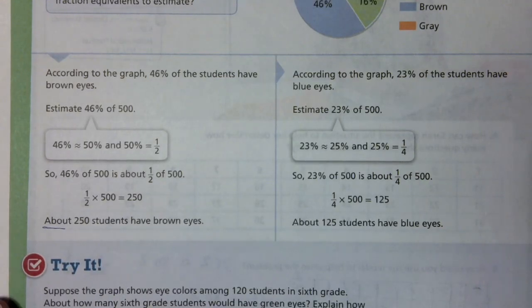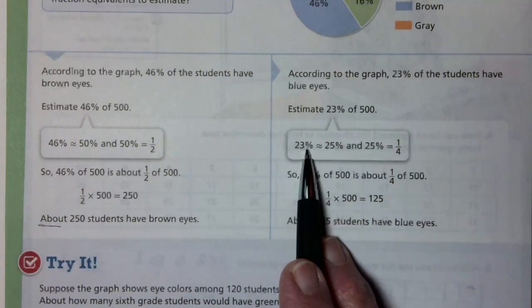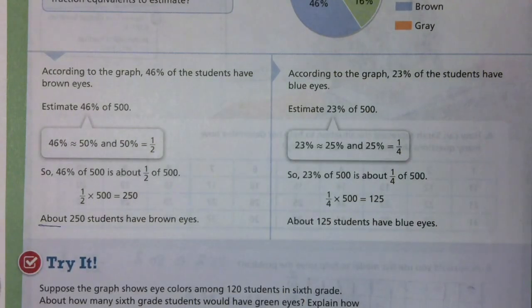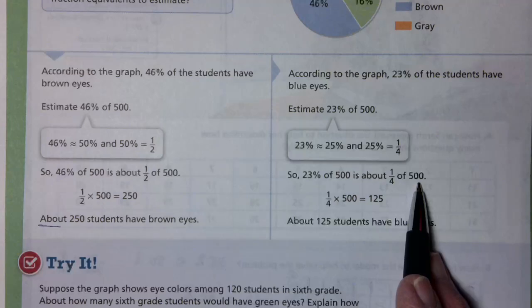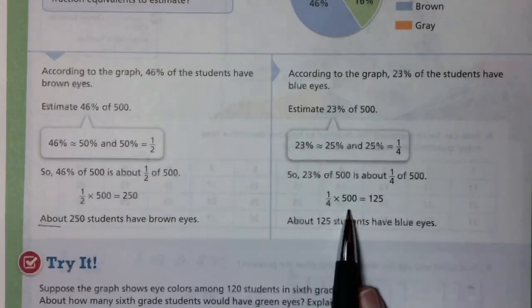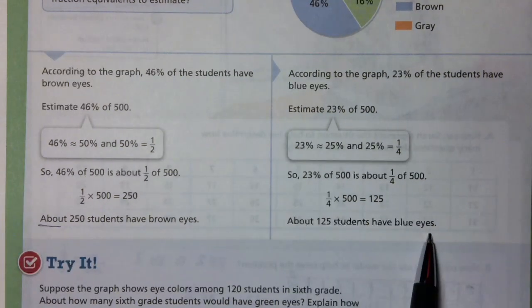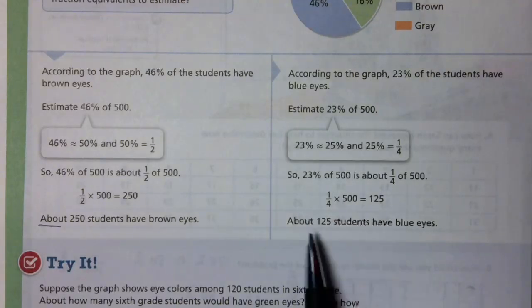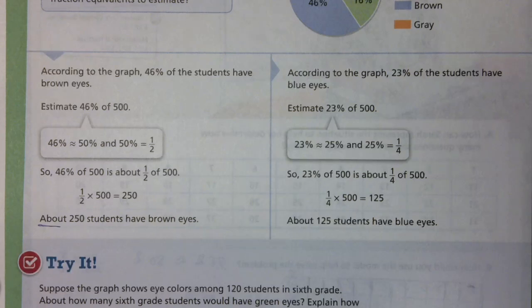Okay, so let's look at the blue eyes. 23% is very close to 25%, which is a fourth. Remember some of those that you're just supposed to know? A fourth is 25%. So 23% of 500 is about a fourth of 500, and a fourth of 500 is 125. So about 125 students have blue eyes. Now again, did we round up or down? Well, we rounded up, so I would say this is a little bit too high. It's really going to be a little less than 125 students.